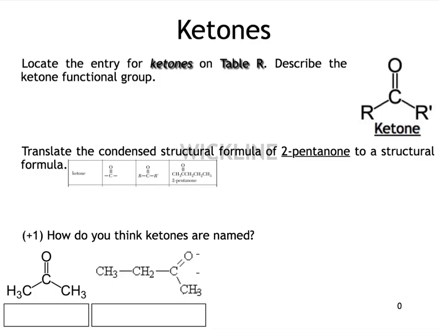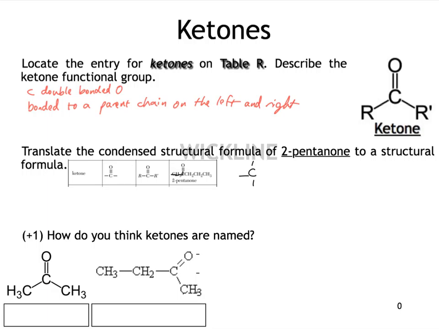In other words, I would just say a ketone is more in the middle of a molecule, whereas an aldehyde would have to be on the end. So let's take this condensed structural formula and translate it into a structural formula. So I'll do the CH3 first. That's obviously going to be that.